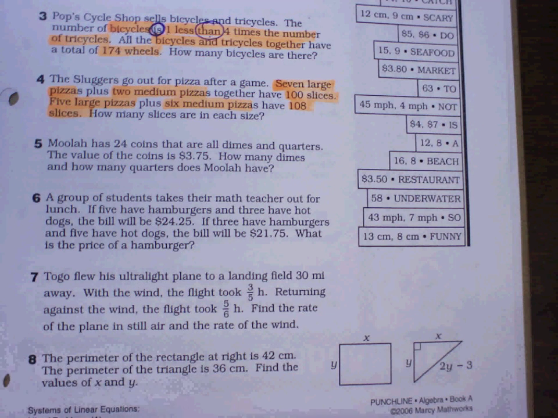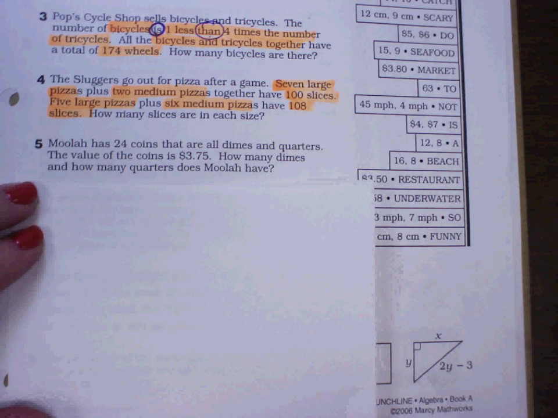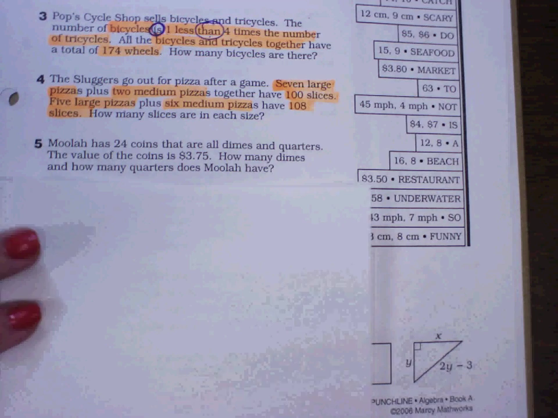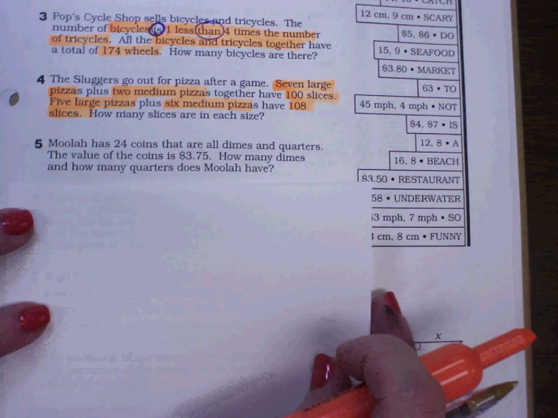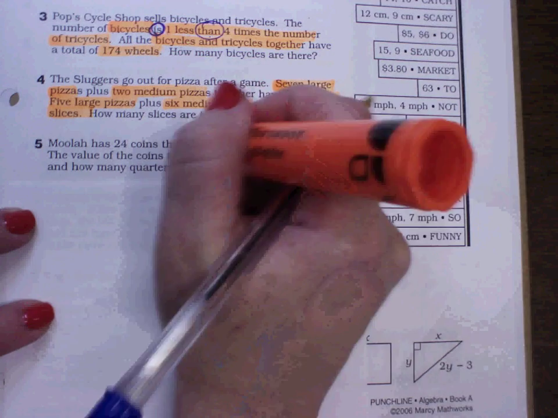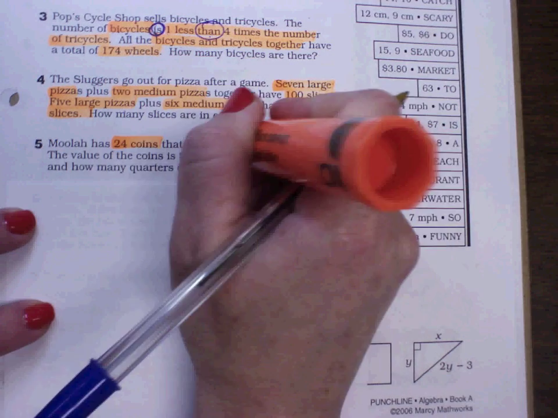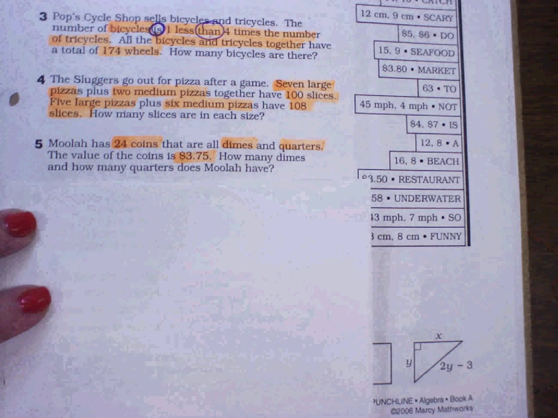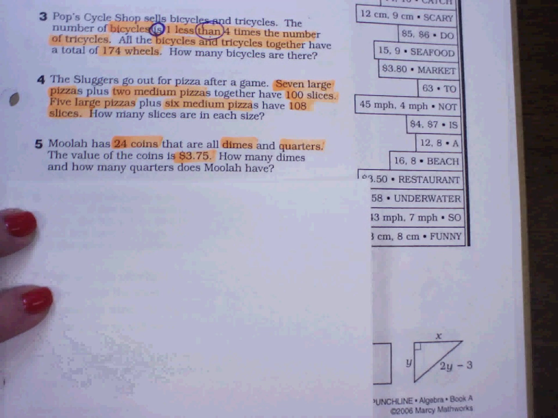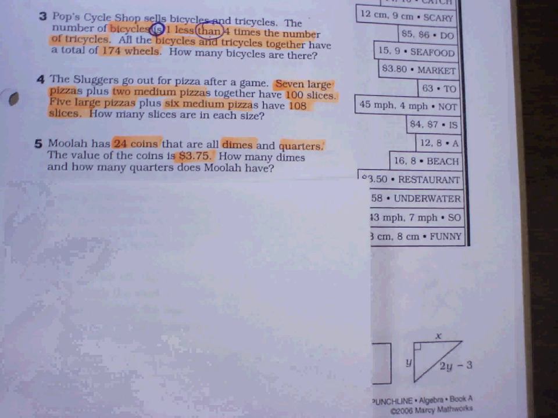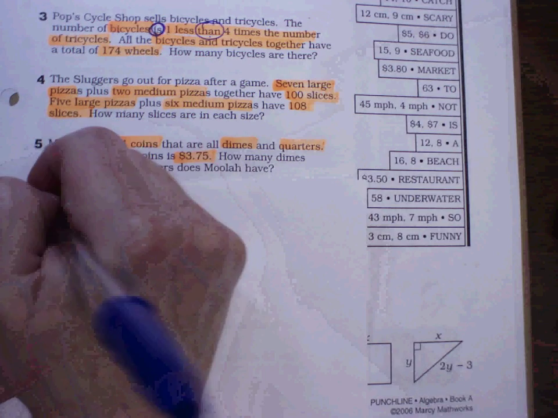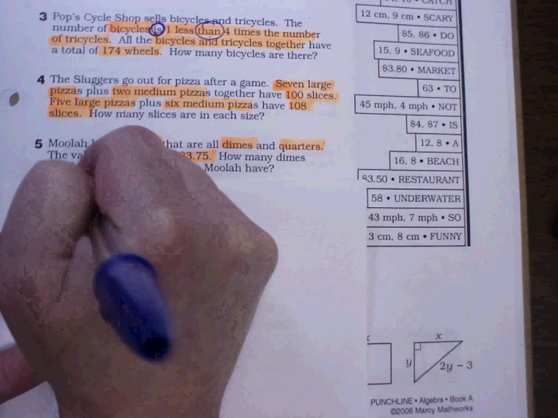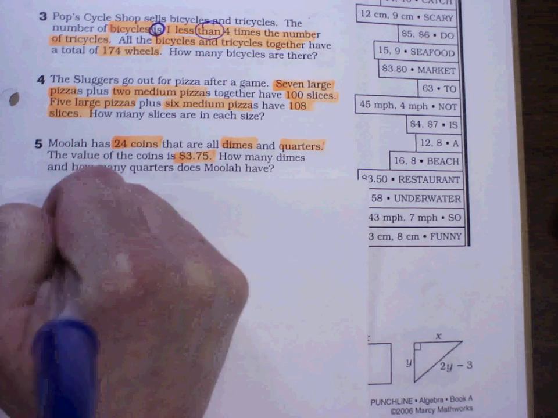Mula has 24 coins that are all dimes and quarters. The value of the coins is 375. Okay, so 24 coins. They're dimes and quarters. How many dimes and how many quarters does Mula have? All right, what's my X? Dimes. And what's my Y? Quarters.